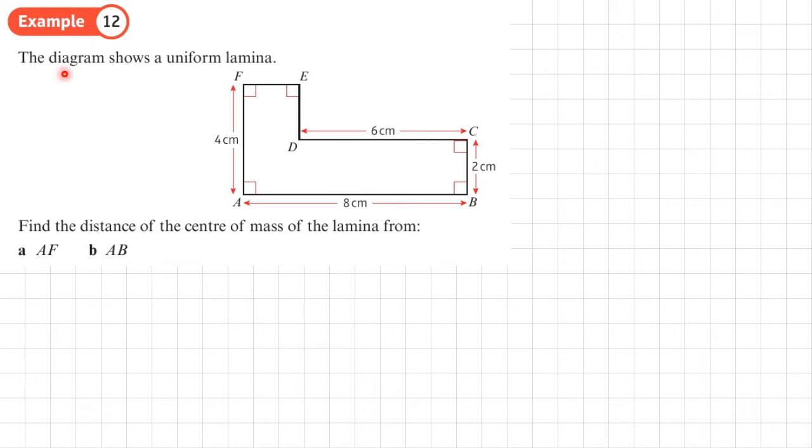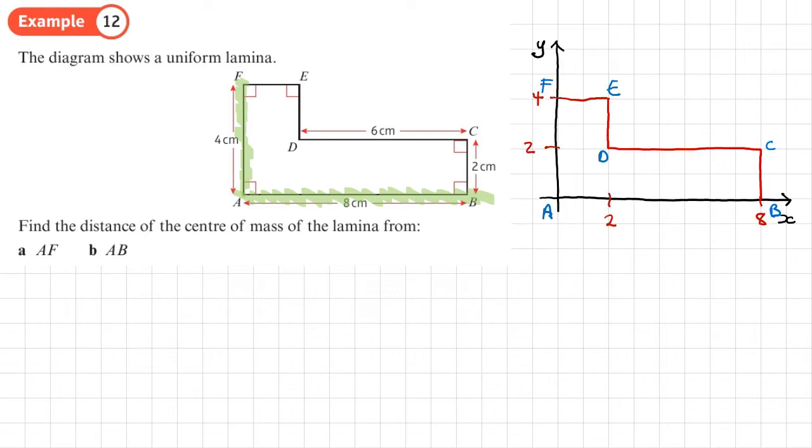Example 12. The diagram shows a uniform lamina. Okay, got a uniform lamina here. Find the distance of the center of mass of the lamina from AF and AB. So let's just highlight those two sides, AF and AB. So those two highlighted sides should be on my axis. I'm placing the origin at A, so I'll just do a sketch of that.